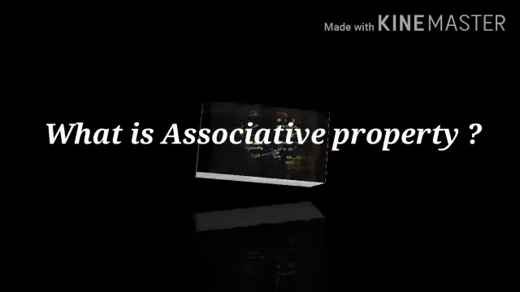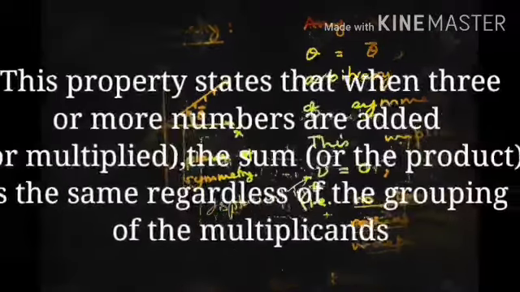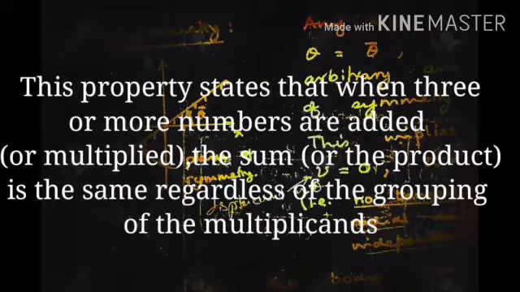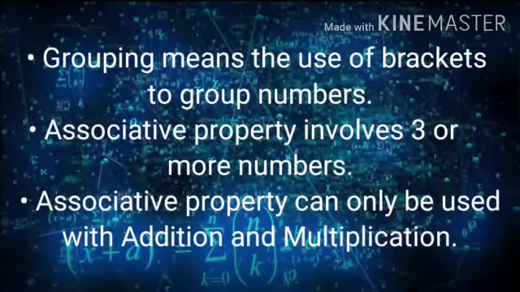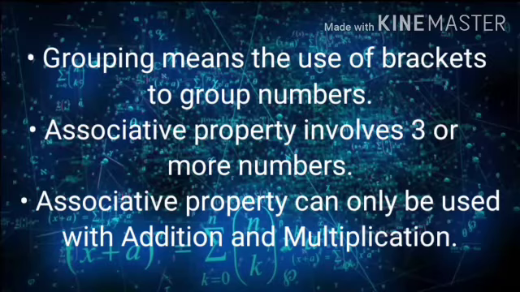Now what is associative property? This property states that when 3 or more numbers are added or multiplied, the sum or the product is the same regardless of the grouping of the multiplicands. Grouping means the use of brackets to group numbers. Associative property involves 3 or more numbers. Associative property can only be used with addition and multiplication.